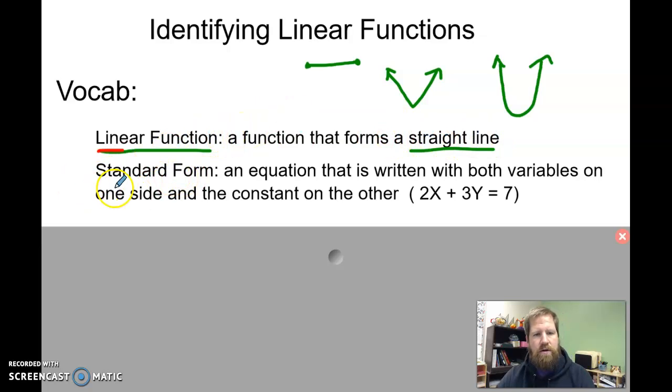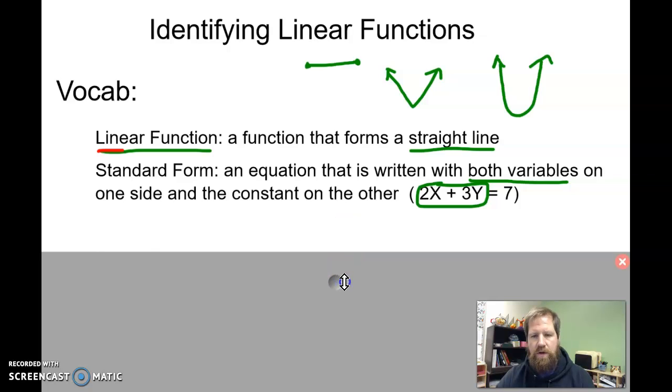All right. Standard form is a way for us to make sure that an equation, without having to graph it out, is a linear function or a linear equation. The key to standard form is that both variables have to be on the same side. So here I've got 2x plus 3y on the same side, and my constant is on the other side. That is standard form. Now this could be a minus, or it could be a negative, some number x, but they have to be on the same side.